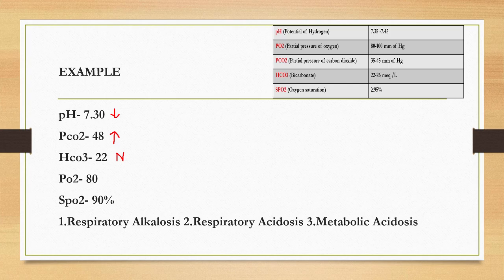So from this you can come to a conclusion. If the pH is less than 7.35, that is acidosis. And one more mnemonic I already explained, that is ROME, respiratory opposite and metabolic equal. So here the PCO2 is high. So it is just opposite. pH is less and PCO2 is high. So it is respiratory acidosis.